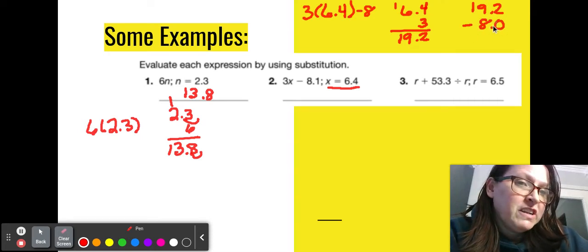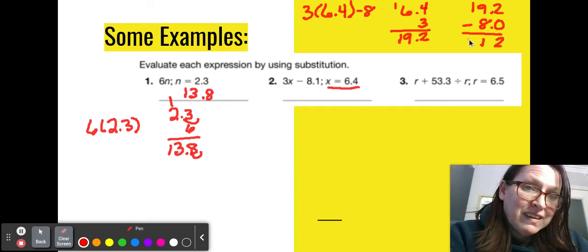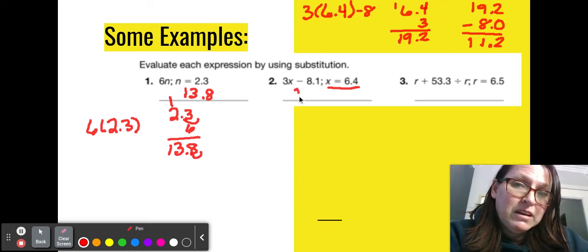I've got my imaginary decimal and my 0. So 2 minus 0 is 2. 9 minus 8 is 1. 1 minus nothing is 1. And I bring my decimal down right here. So my answer for this one is 11.2.